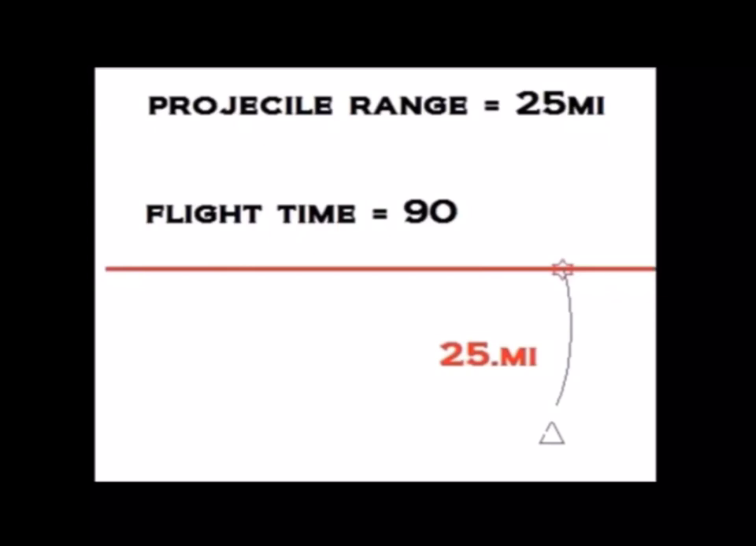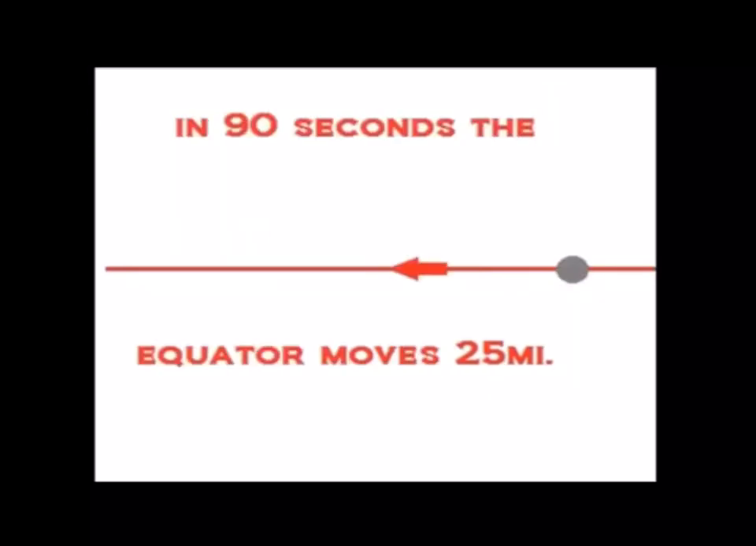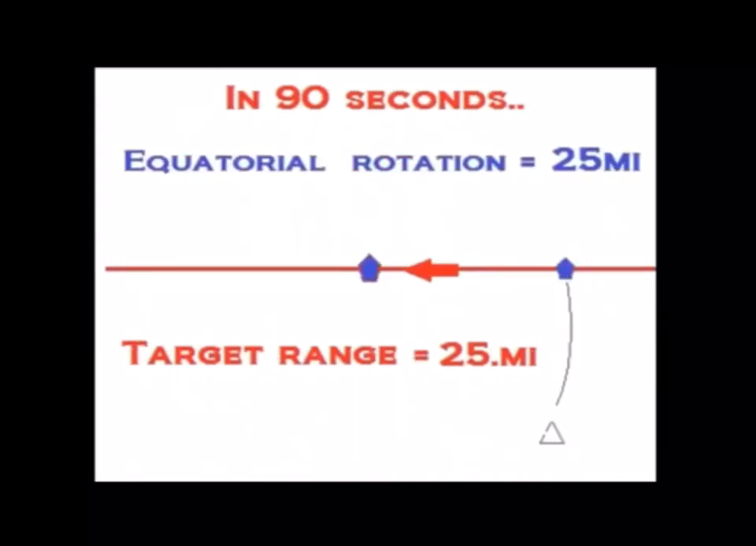Problem is, in 90 seconds at the equator, the Earth moves 25 miles. So it takes 90 seconds for the bullet to get from the ship to the lighthouse, but in that 90 seconds, the lighthouse moves 25 miles. So you're going to miss it by 25 miles.